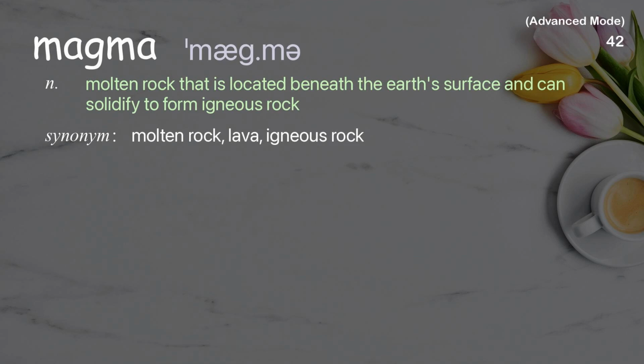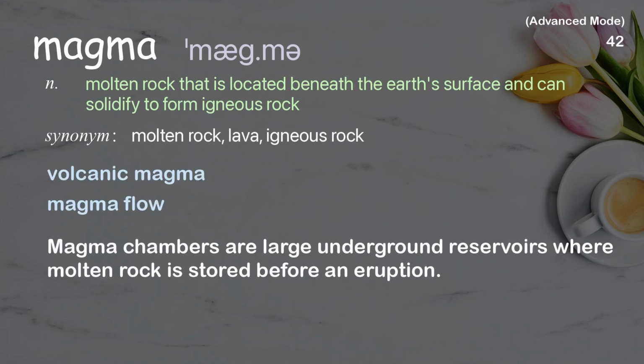Magma. Molten rock that is located beneath the Earth's surface and can solidify to form igneous rock. Examples: Volcanic magma. Magma flow. Magma chambers are large underground reservoirs where molten rock is stored before an eruption.